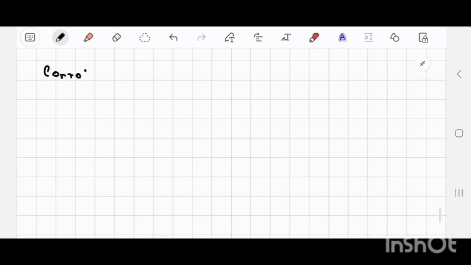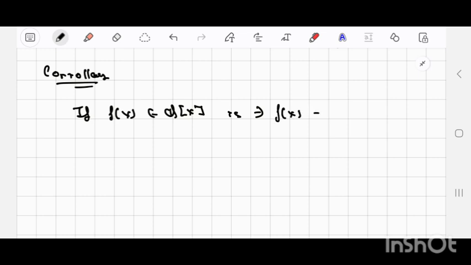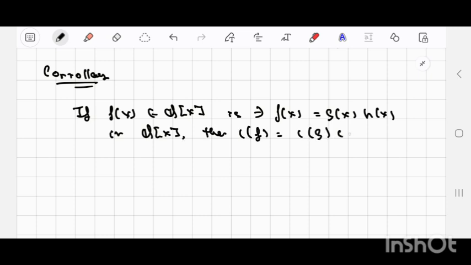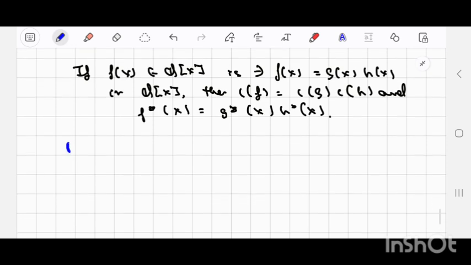Another corollary, which is again very important, is the following: if f of x is in Q[x] is such that I can write f of x as g of x times h of x in Q[x], then the content of f is the content of g times the content of h, and the primitive factor of f is the product of the primitive factors of g and h. Fine, the proof is again very simple.